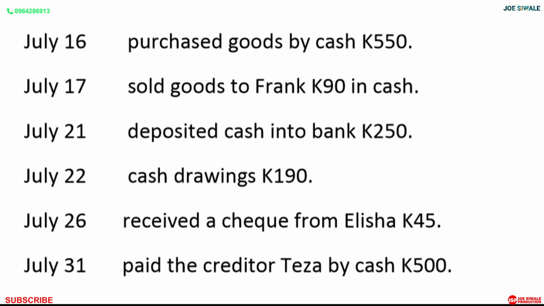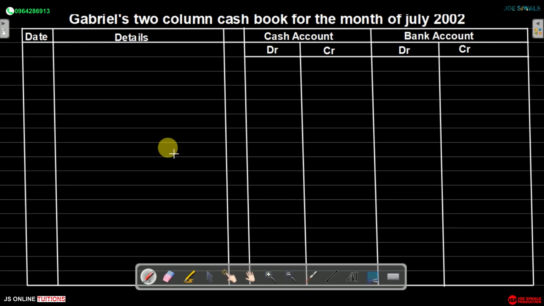So we are supposed to write down the 2-column cash book, and the person that we are preparing this cash book for is Gabriel. So the first thing that I'm going to do is to write down the title. The title I've already written. I have Gabriel's 2-column cash book for the month of July 2002.